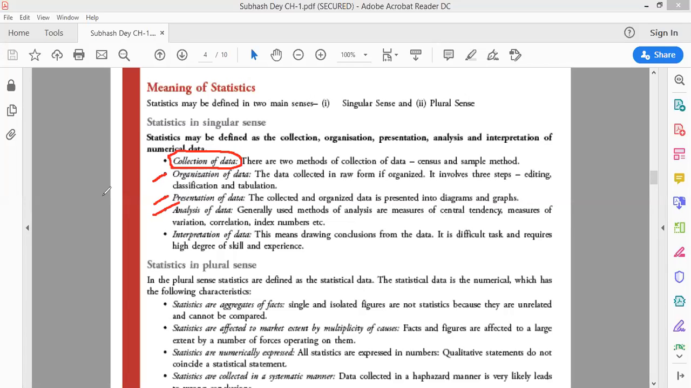Now if I talk about the fourth point, there is analysis of data. Analysis of data means generally used methods of analysis are measures. For example, we calculate the mean, arithmetic mean, we calculate the median, we calculate the mode, we calculate the variation, correlation, index number, which means analysis of data means making out the result from that data, what that data is reflecting.